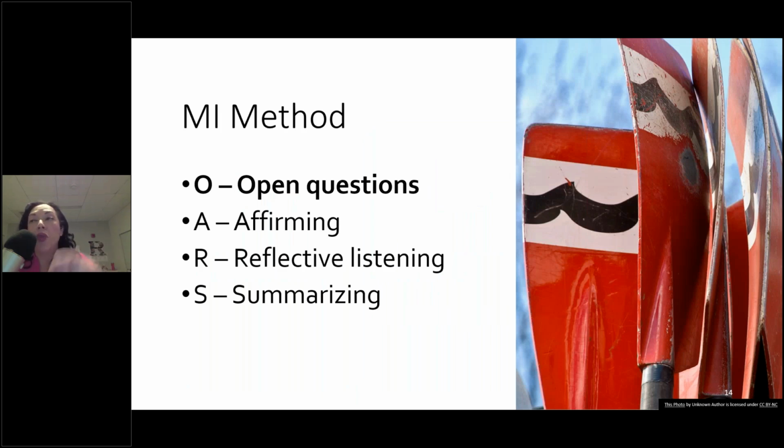In the world of motivational interviewing, we follow the OARS framework. Within this framework, the O, the R, and the S provide the structure for coaching conversations, while affirming embodies the spirit of MI. So today we're going to focus just on the O for open questions.